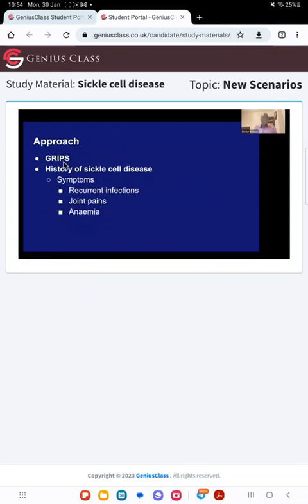Approach the task, GRAPES as usual. So how can I help you? Doctor, do you think I've got sickle cell disease? Then you have to explain, okay, is there any particular reason why you feel you may have sickle cell disease? Because my brother has it. Okay, so I need to ask you some questions just to get a better understanding before I can answer your concern. Then you're going to take a history of sickle cell disease.